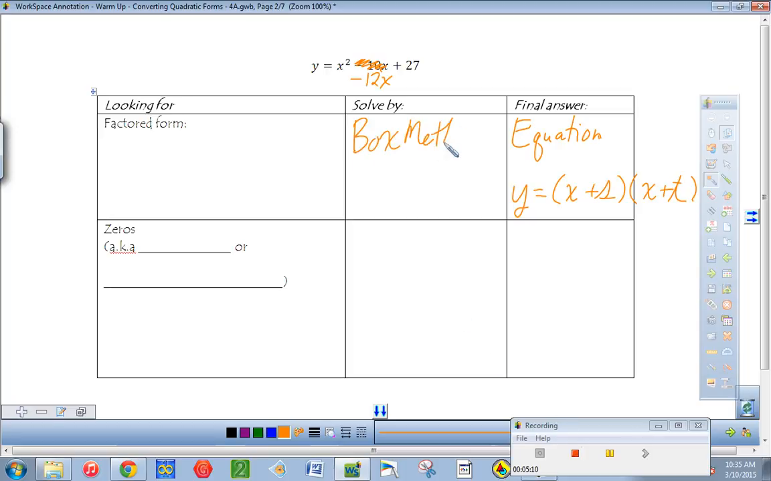I'm trying to do it, so I'm gonna do a little box method. All right. So if I get a little box going here, what goes in my box? Make the box first. The first one is X squared. The bottom right is 27.